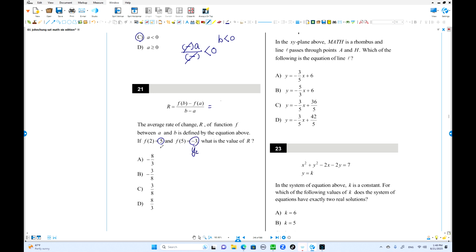I'm going to take this as y2, y1. So negative 3 minus 5 over this is b. This is a. So x2 minus x1, 5 minus 2. So it's going to be negative 8 over 3 is the average rate of change.